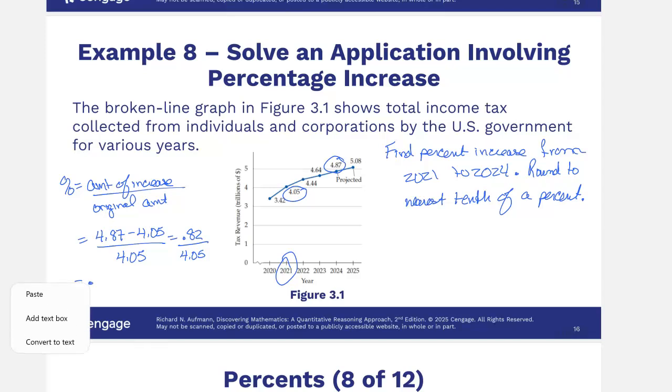So I got 0.20469 and some change. We're going to move that decimal 2 places to the right because we want this written as a percentage. And then if I want to round to the nearest tenth, that's that first decimal place. So I'm going to keep that 2 right there since that next number is smaller than 5. So the percent increase in tax revenue from 2021 to 2024 is approximately 20.2%.